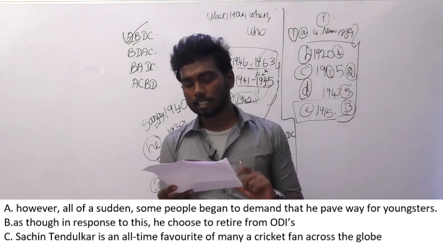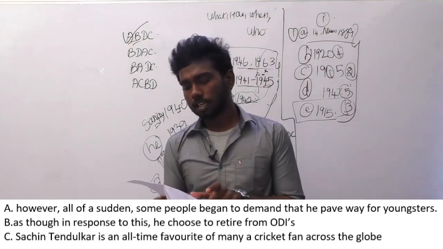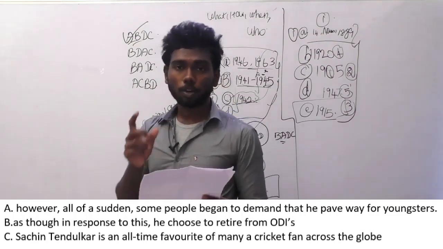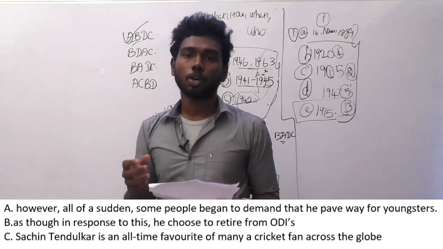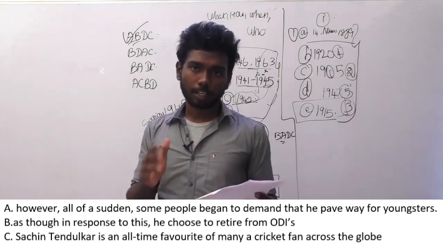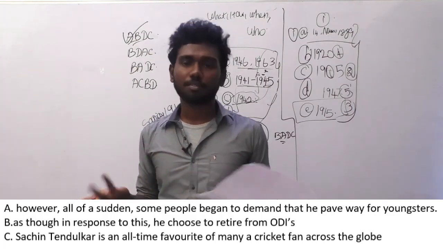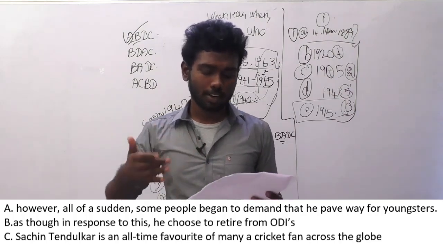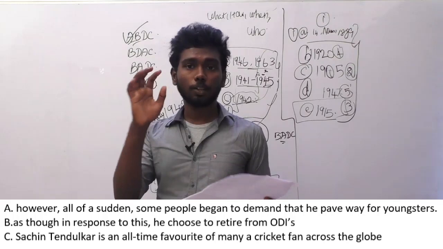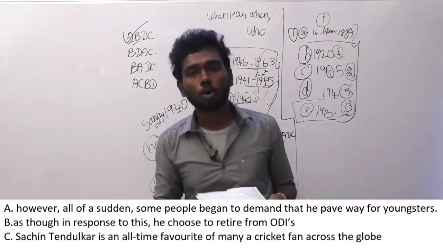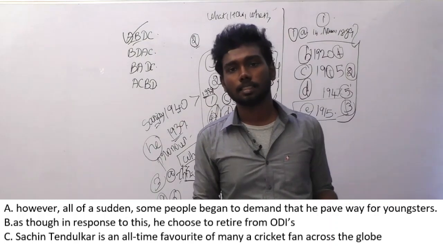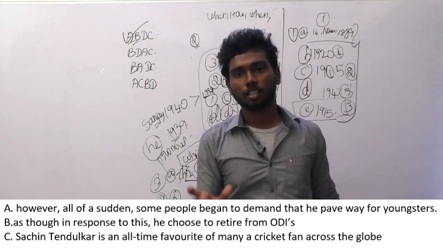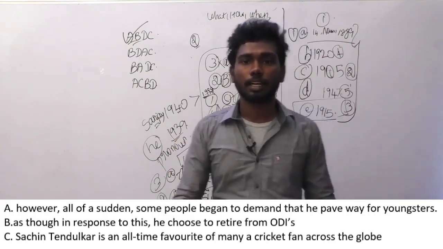Before that, read the second sentence: "As though in response to that he chose to retire from ODIs." So there is the phrase response to this. You have to ask in your mind again, in response to which he has retired from ODIs. When you look at it clearly, you can see option A, many people began to demand him to pay way for youngsters. So in response to that, he has chosen to retire from ODIs. So the first sentence here is Sachin Tendulkar, the noun. When you find the noun, that is the first sentence.